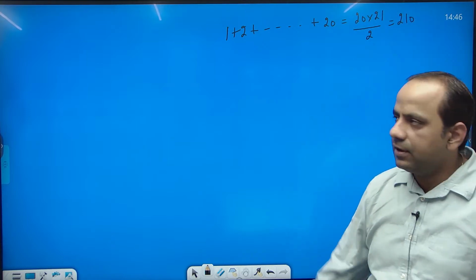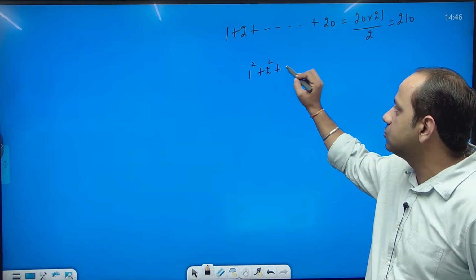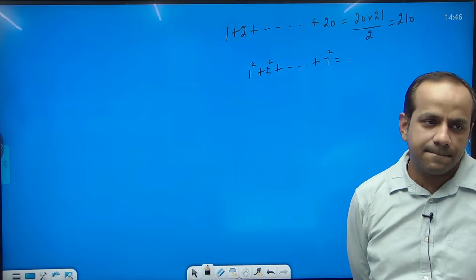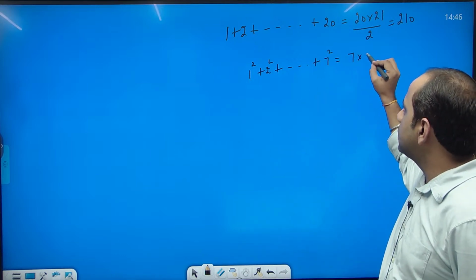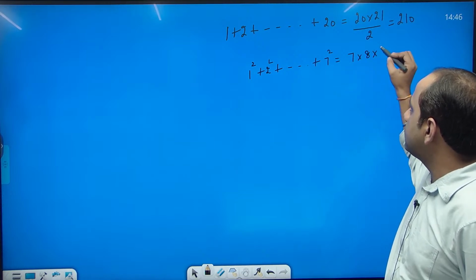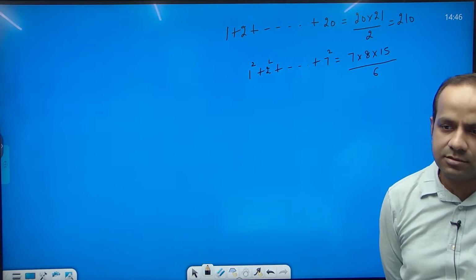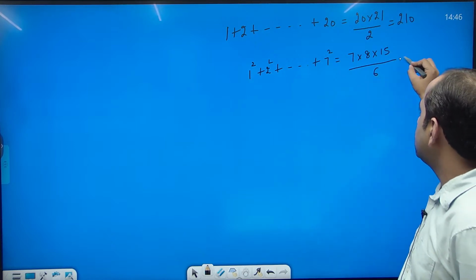Okay. If I need to write down the sum of all squares, 1 square plus 2 square and so on up to 7 square, what will be your answer? n into n plus 1 into 2n plus 1 divided by 6. So what will be your answer? 140.